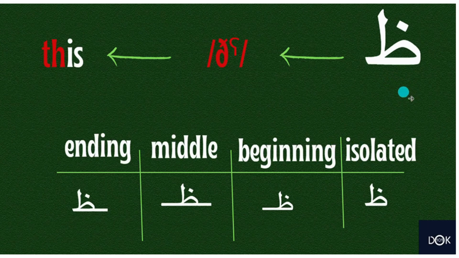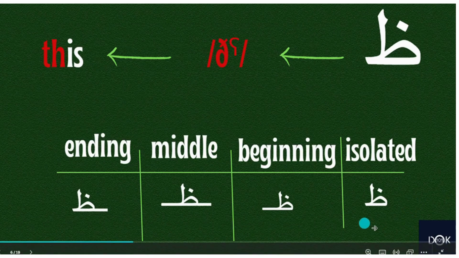And the formation of dha is also exactly like the letter tha, that is, it is isolated in the first form. Then comes the beginning form, so it is connected to the letter after it, and in the middle one, it is connected to both the letters before and after it, and for the end, it is connected to the letter before it, and it could be in an isolated form as well.